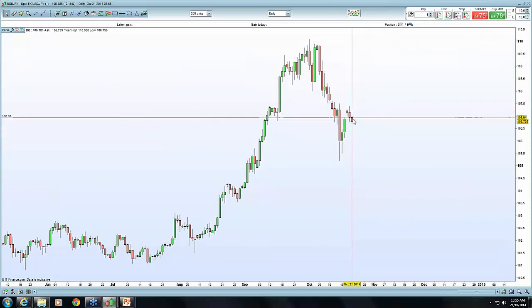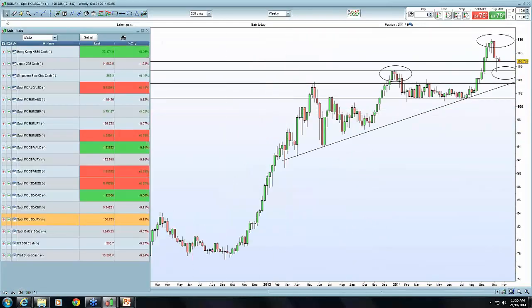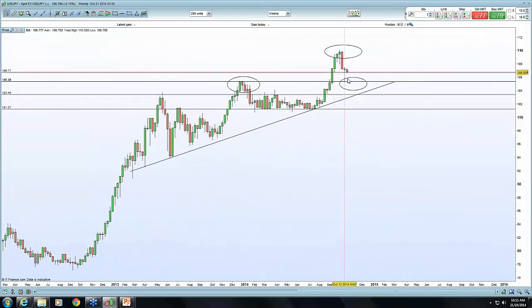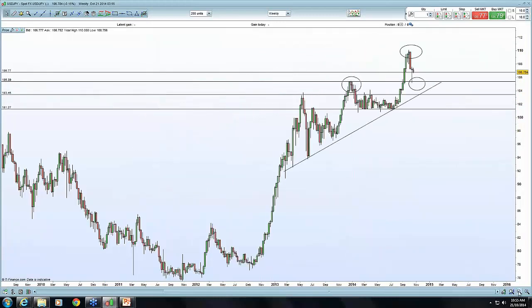However, if the 107 is being respected as a resistance, what it might do is that it might come down to visit the 105.50 again and back to this trend line here, somewhere along the trend line. Okay, because be mindful of this trend line that we have going on here. It's quite a good trend line because it's got one touch here, two touch here, three touch, and possible fourth.